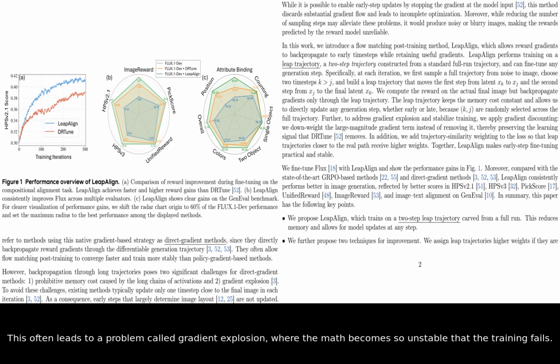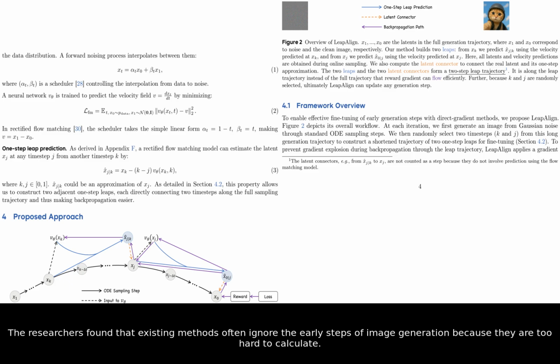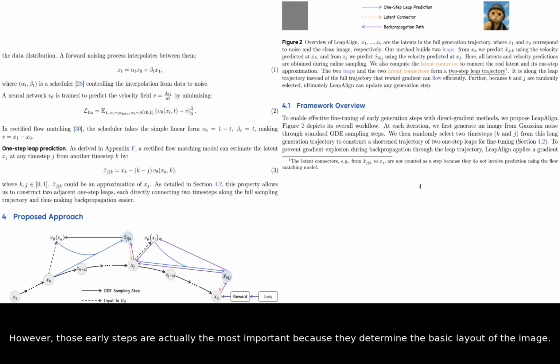training fails. The researchers found that existing methods often ignore the early steps of image generation because they are too hard to calculate. However, those early steps are actually the most important because they determine the basic layout of the image. To fix this, they created LeapAlign, which uses a two-step leap trajectory instead of a long, complicated path.